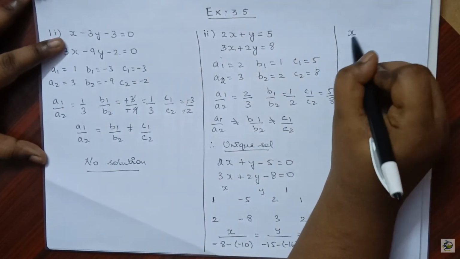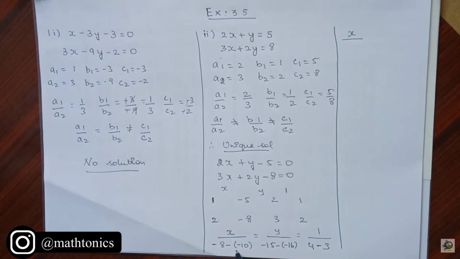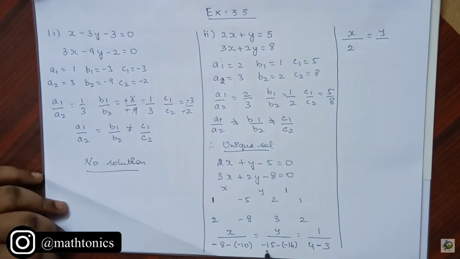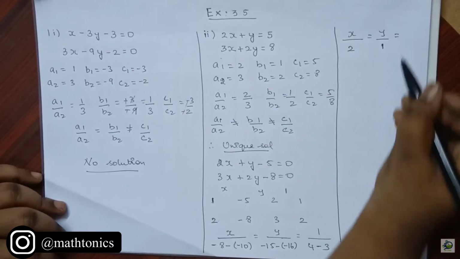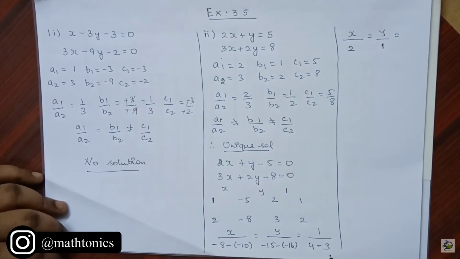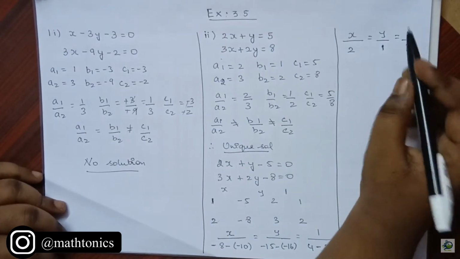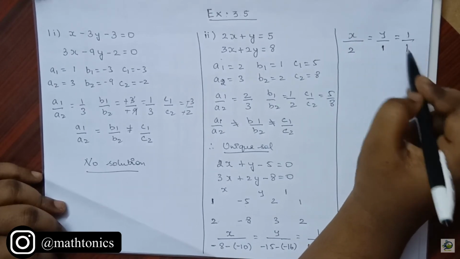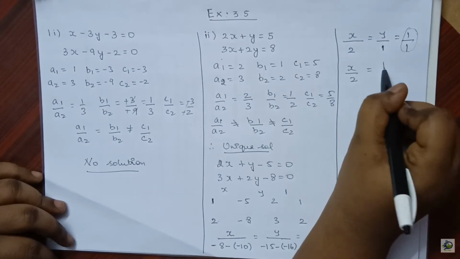Now we have to simplify this. x by minus 8, minus into minus is plus, so minus 8 plus 10 is 2. y divided by minus 15 plus 16 is 1, equal to 1 by 4 minus 3 is 1, so 1 by 1. Now, to find the x and y values, we have to equate it to this fraction. So x by 2 is equal to 1 by 1.